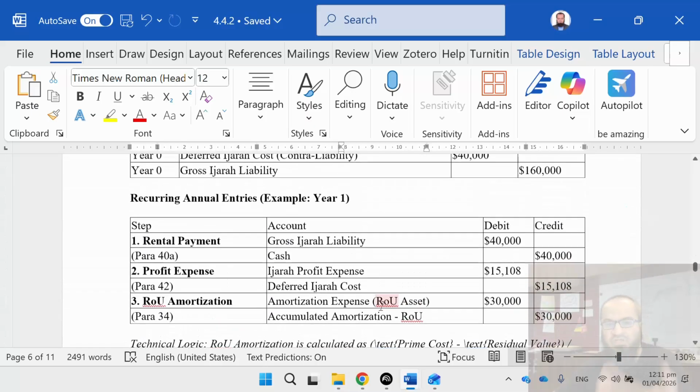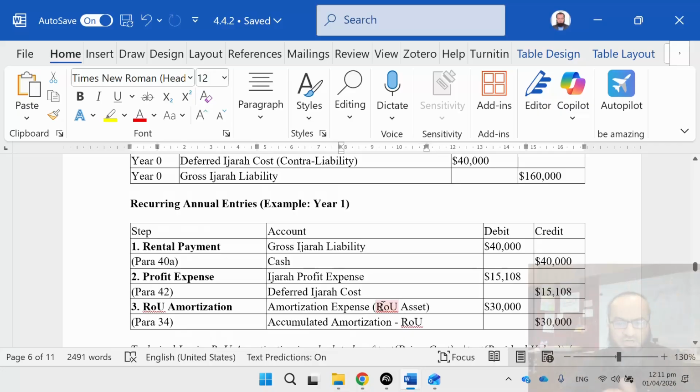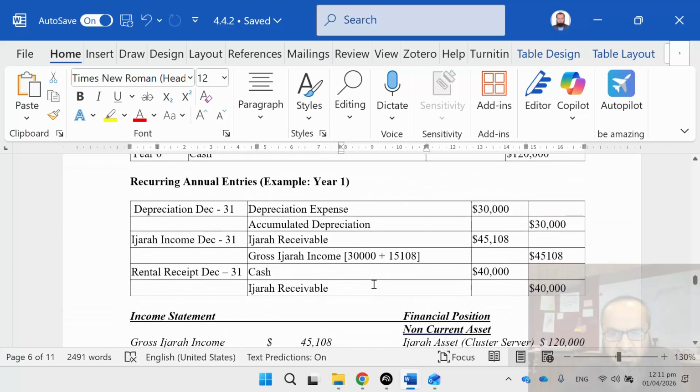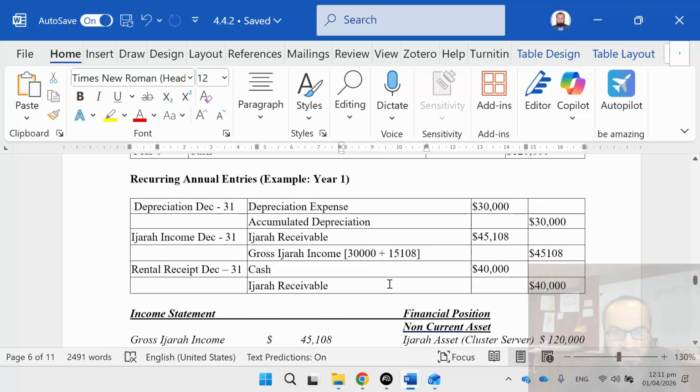So you can just complete the entries for the entire 4 years, and this way you will see that towards the end of the period, the total profit will be 40,000 net Ijarah income, and so this is another way of recording the same. So I prefer this way. I made these entries for you, right? And my cash collected will be 160,000. Ijarah receivable will be debit and credit, so it will be net, right?